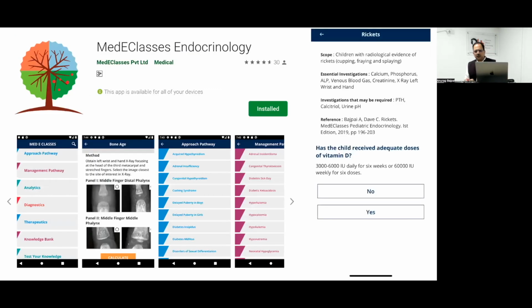We have specific approach pathways which are dedicated to rickets in our application. You can use them to identify the cause of refractory rickets.